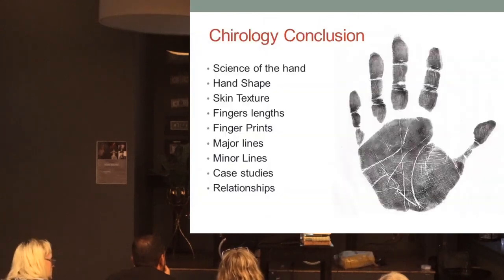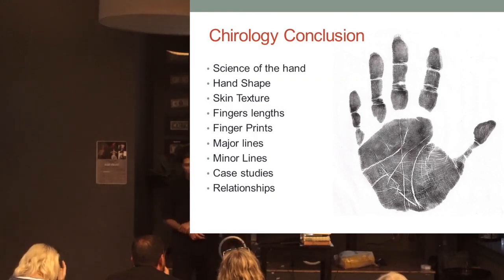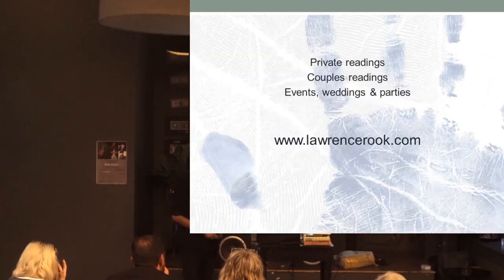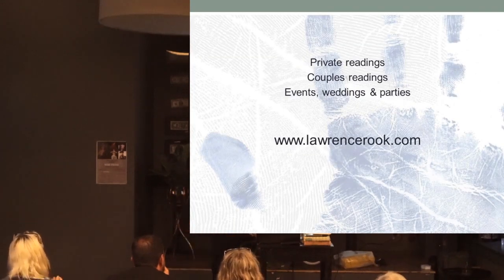Okay, so conclusions. We've looked at the science, different areas and the way in which this has been built up. We've looked at hand shape, skin texture, finger lengths, very important, as are the prints, the major lines and the minor lines. And we've done some case studies as well. So we've done an awful lot, really. Okay, so that's the end of my talk.